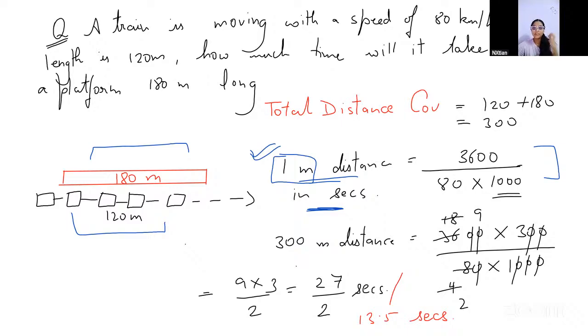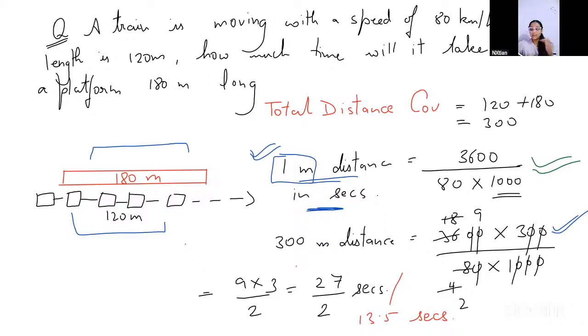We have to find out for 300 meters. So what we do is 3600 multiplied by 300, divided by 80 into 1000. Another alternate method is that you first solve this part and multiply it by 300 to find out the time taken to cover 300 meter distance. You can solve the upper equation and multiply it with 300. That also you can do.